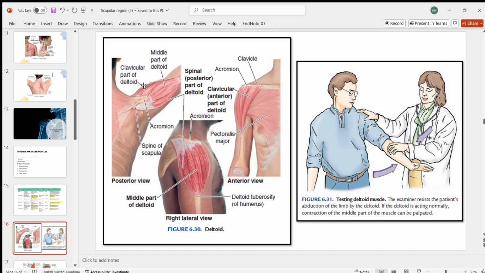Here we can see various parts of the deltoid muscle. It is a large fan-shaped muscle that makes the contour of the shoulder. If this muscle is paralyzed, the rounded contour of the shoulder is lost, and the humeral head becomes prominent. How can we test the deltoid muscle? We place our hand on top of the deltoid muscle and ask the patient to abduct the arm. We will see that this muscle gets tensed.